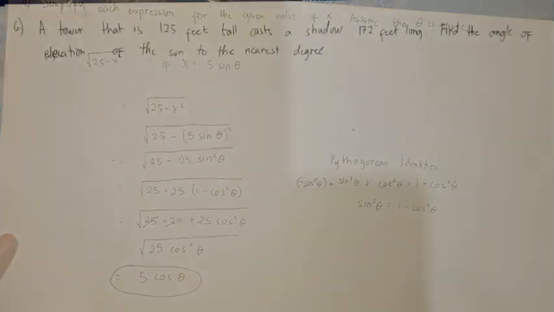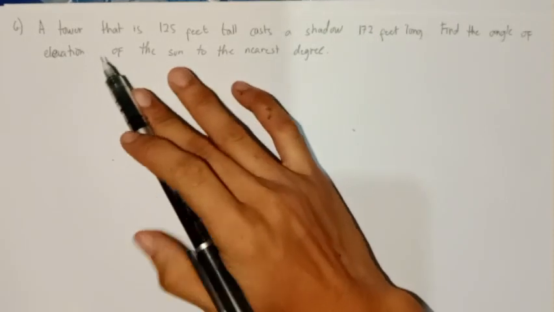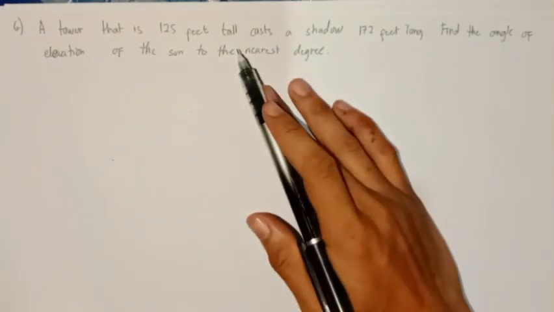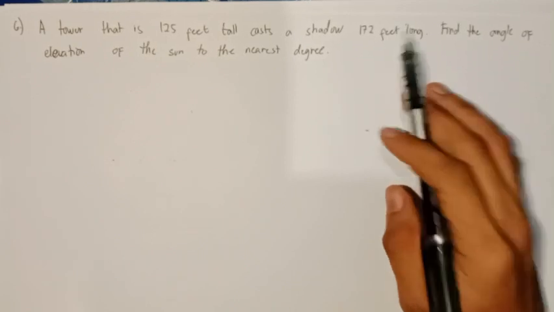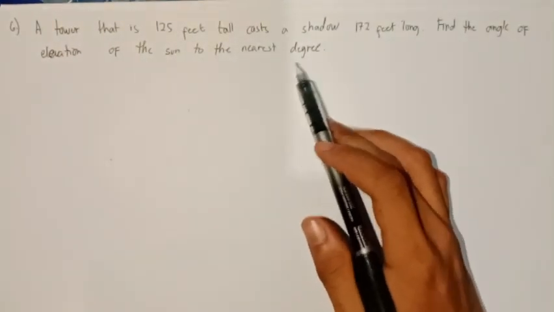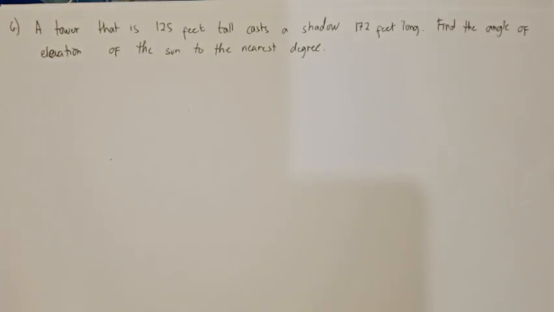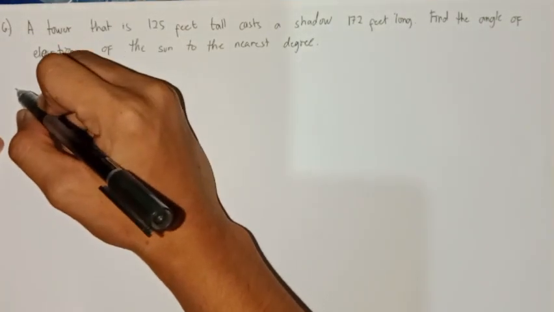Now let's proceed to a word problem. In item number 6, a tower that is 125 feet tall casts a shadow 172 feet long. Find the angle of elevation of the sun to the nearest degree. To have a better understanding of this word problem, we will draw an illustration.